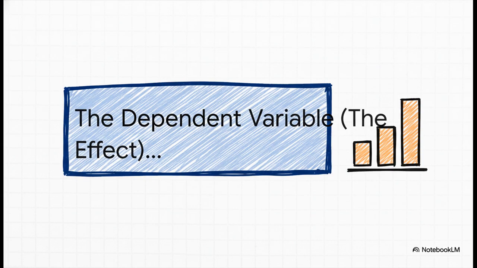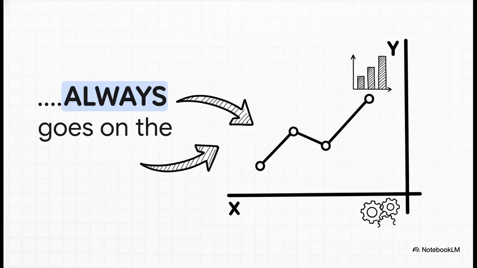Next, you take your dependent variable, the effect, the outcome that you're measuring. And that always goes on the y-axis, the vertical one. See how perfect that is? The y-axis rises or falls depending on what's happening along the x-axis. It's a beautiful visual way to show that x is causing a change in y.